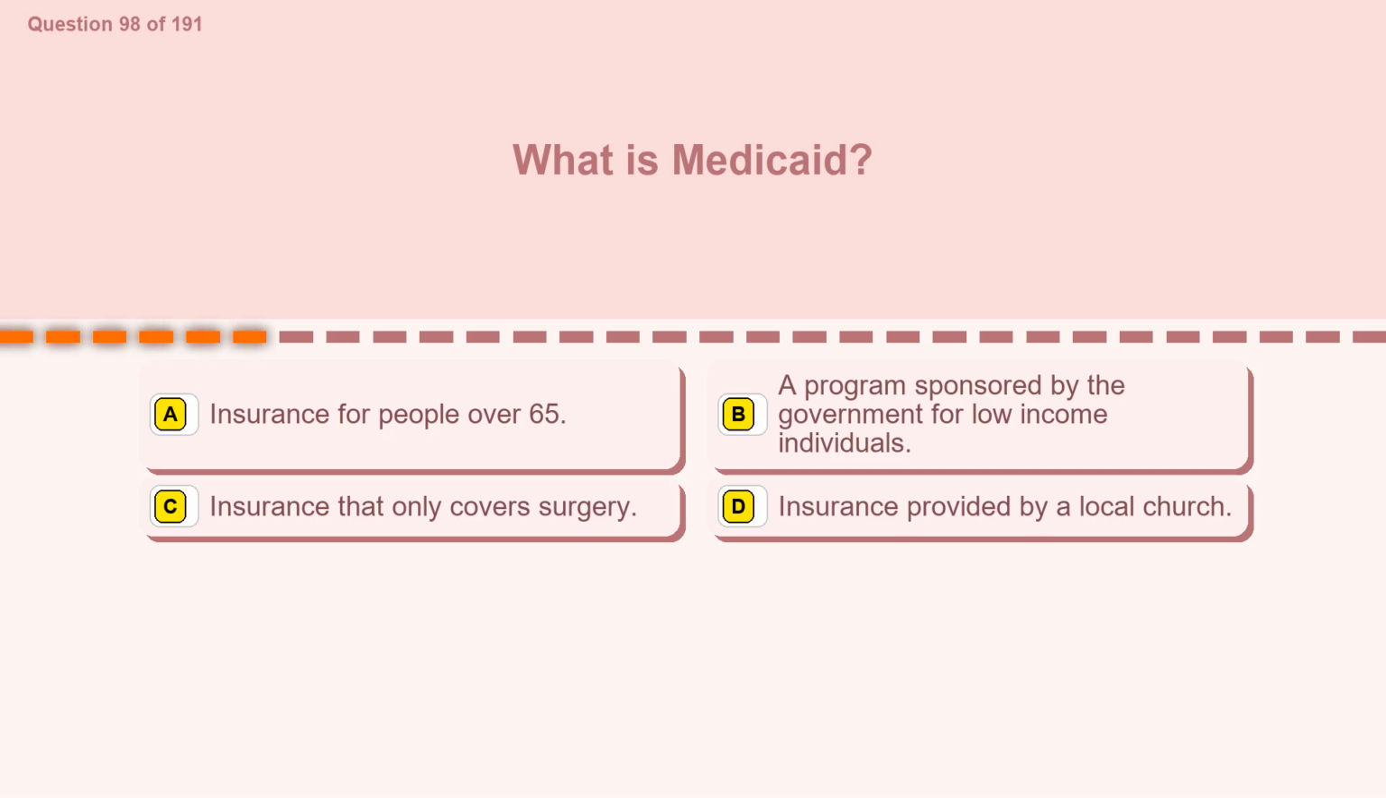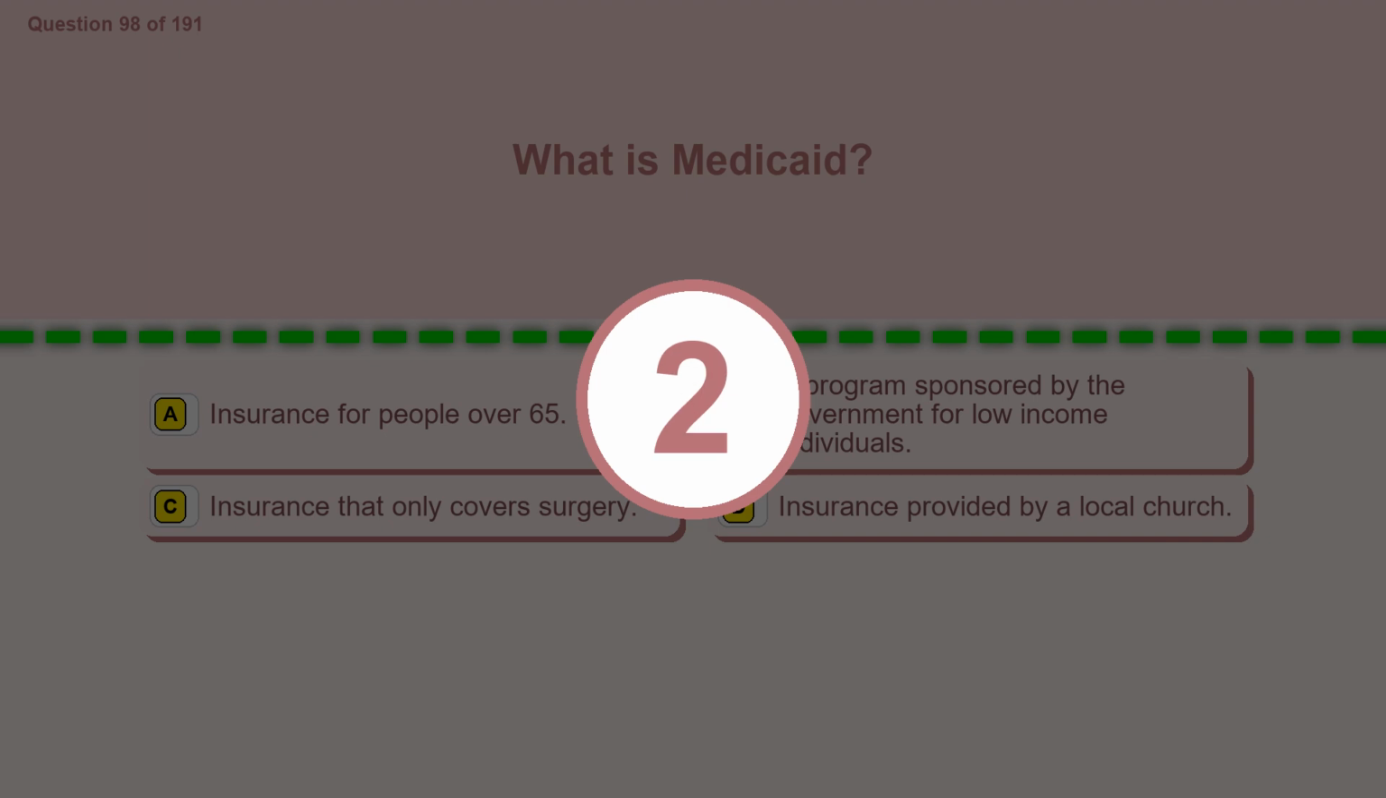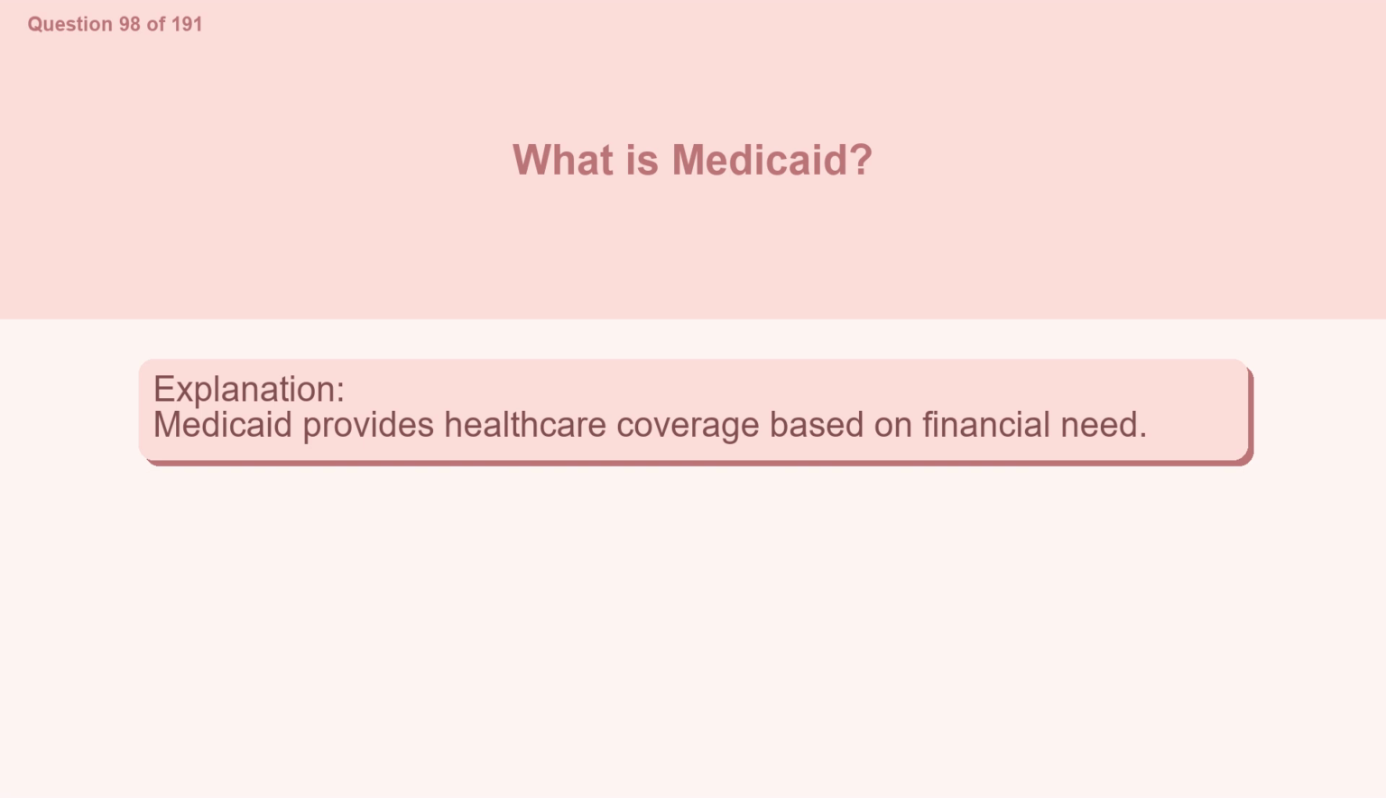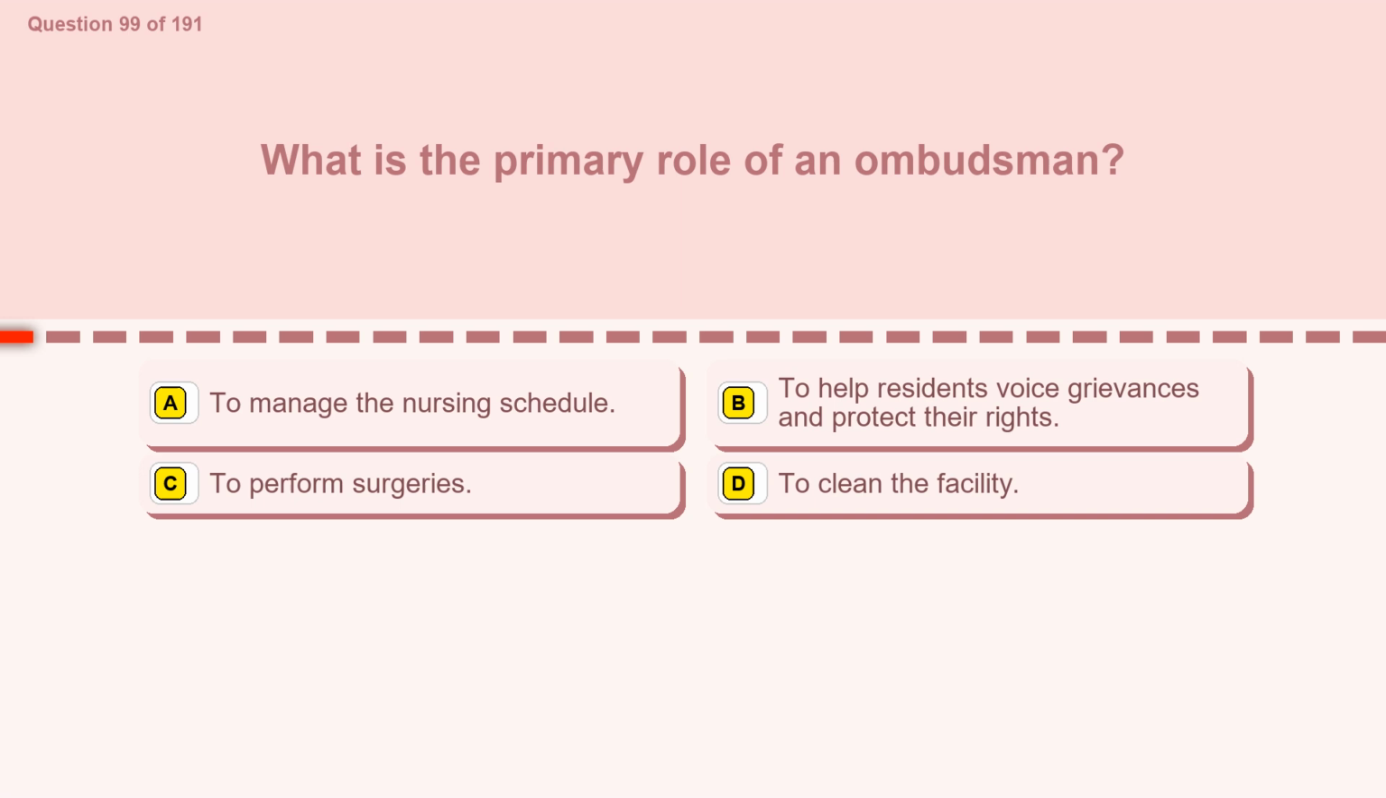Option A. Insurance for people over 65. Option B. A program sponsored by the government for low-income individuals. Option C. Insurance that only covers surgery. Option D. Insurance provided by a local church. The correct answer is option B. A program sponsored by the government for low-income individuals. Medicaid provides healthcare coverage based on financial need. Question 99. What is the primary role of an ombudsman?